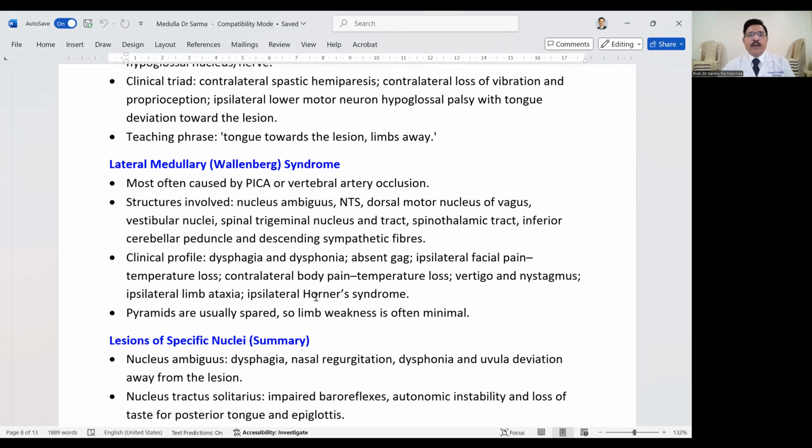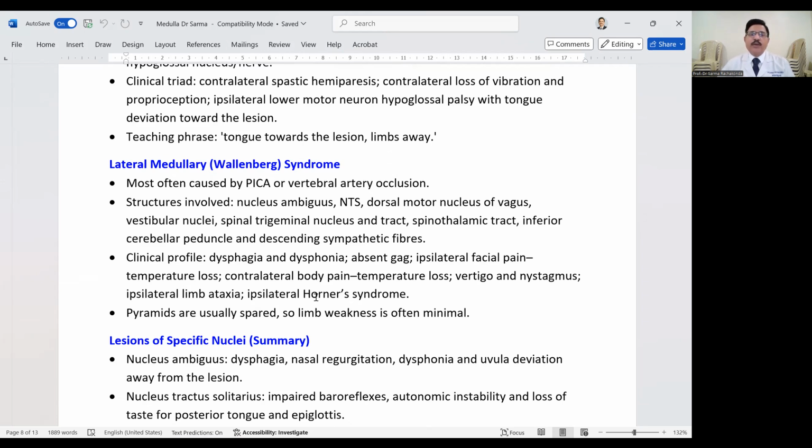What is nucleus ambiguus? The one which supplies the motor nerve of the pharynx. Okay, through the glossopharyngeal nerve. So if you want to drink water, you require nucleus ambiguus. What is NTS? Visceral sensory input. All the visceral sensations. DMNV, this is the motor output of the viscera to heart, lung and gut. NTS is the visceral input. DMNV is the visceral output. Nucleus ambiguus is the laryngeal pharyngeal motor nerve.